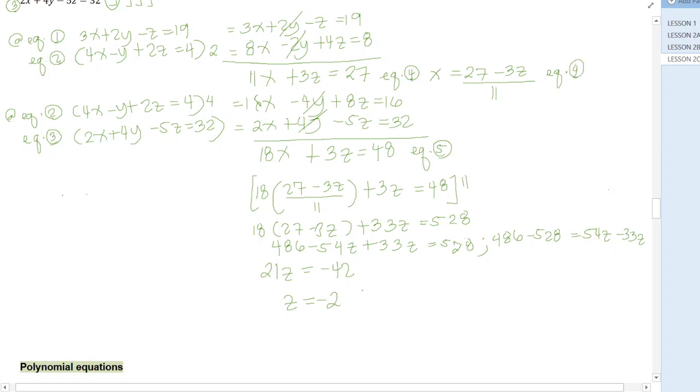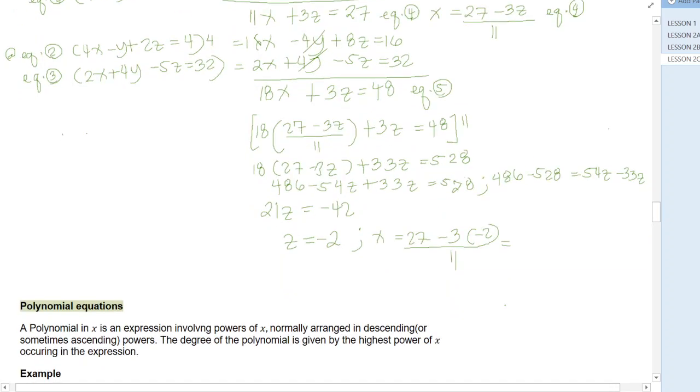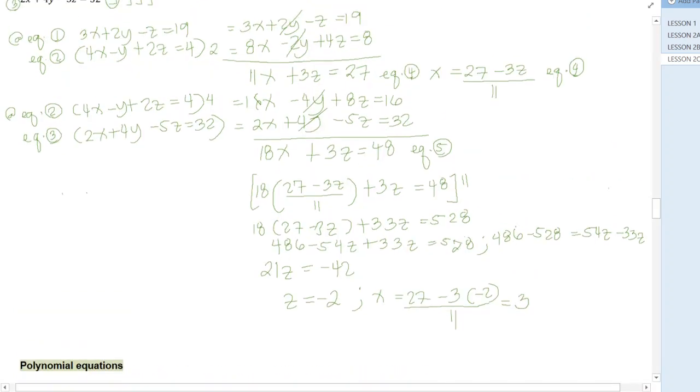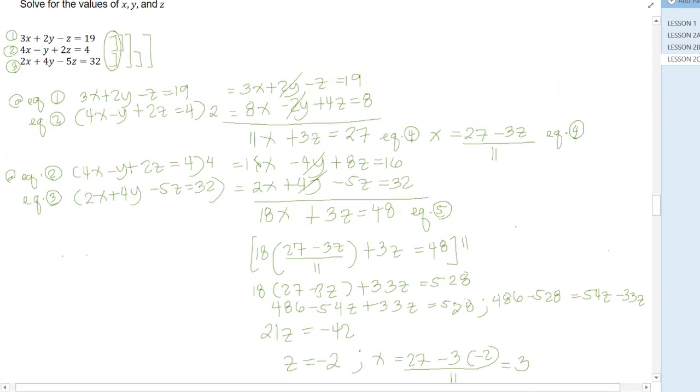Substituting that, it will give us x is equal to 27 minus 3 times negative 2, which is your z, divided by 11. So that is 27 plus 6 divided by 11, so that is equal to 3. And now we are ready to get the value of y. To get the value of y, let us just substitute the values of z and x into either of the three equations.